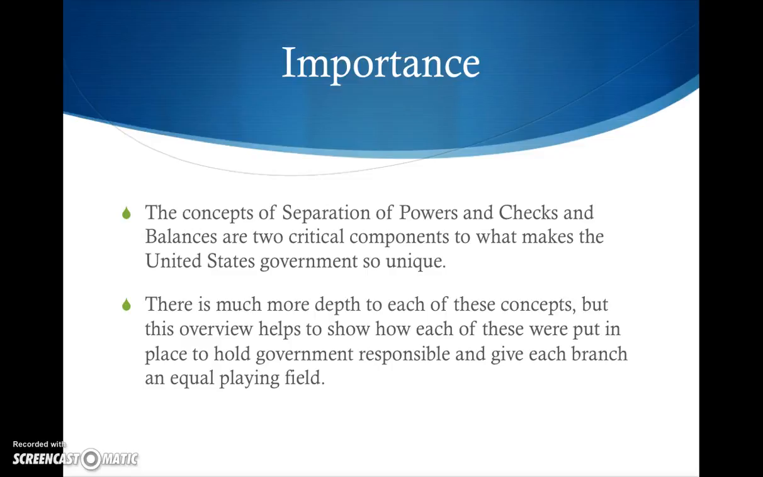So that is all for the lesson, and I hope this gives you a better basic understanding of separation of powers and checks and balances.